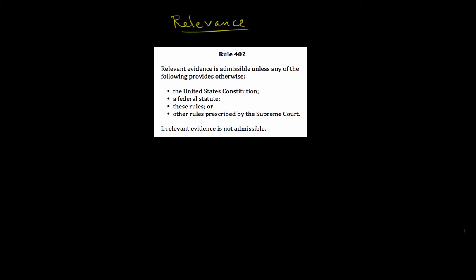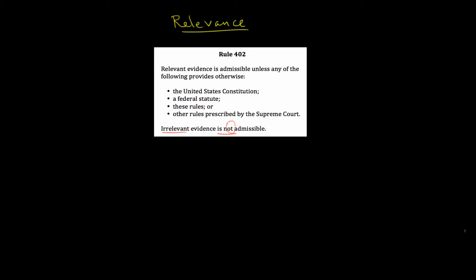Let's take a look at this last part of the rule first. The last part of the rule says that irrelevant evidence is not admissible. And that's straightforward enough. If a piece of evidence is not relevant, if it's irrelevant, then it's not admissible, period. But now let's look at the first part of the rule.